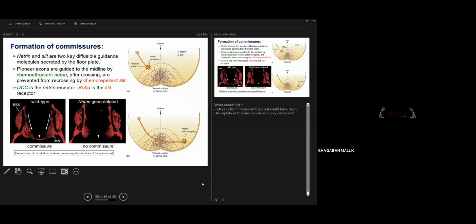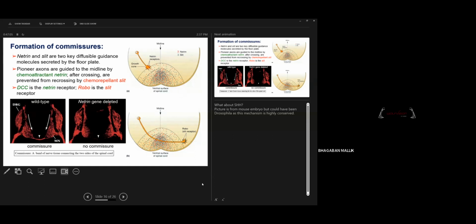So here, if you see this one, this is the dorsal root ganglion. This is the wild type. This is the motor neuron, and this is one half of the spinal cord, and this is the other half of the spinal cord. You can see that these two halves are joined by a band of nervous tissue, and this is called forming the commissure. And here one gene is deleted, called the netrin gene, which is a positive signal. You can see that you don't have formation of the commissure.